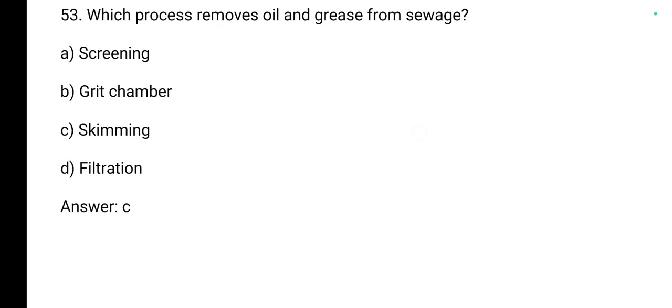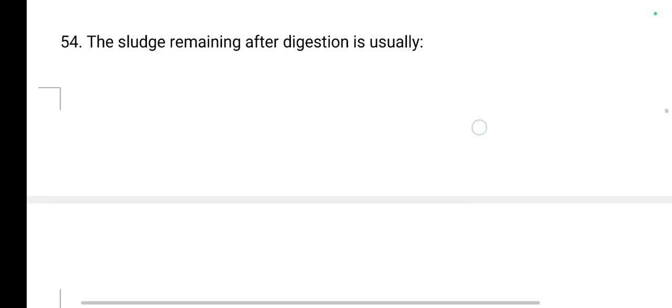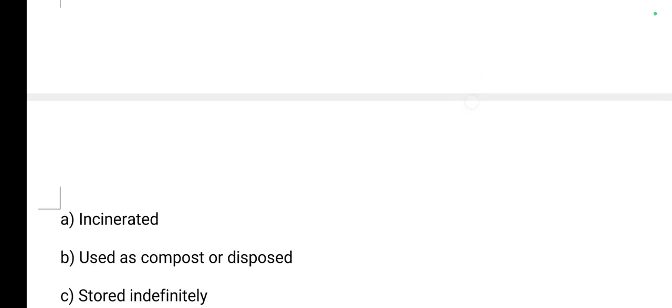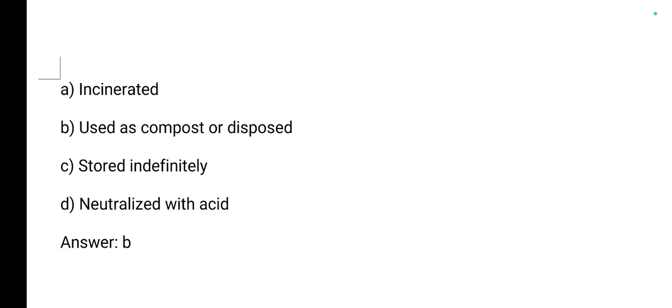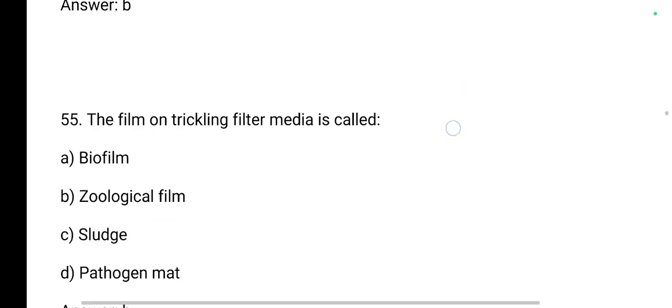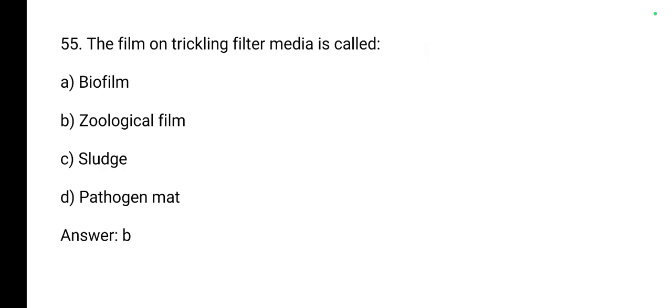Which process removes oil and grease from sewage? So it is skimming. Skimming process removes oil and grease from sewage. The sludge remaining after digestion is usually, so it is usually used as compost or disposed. The film on trickling filter media is called, so it is called biological film.